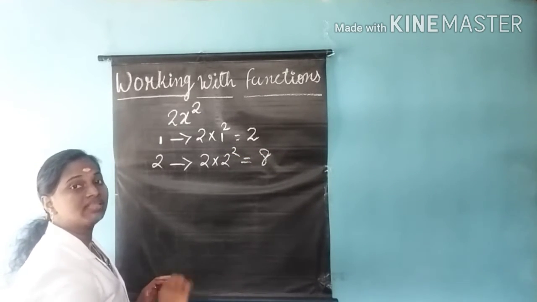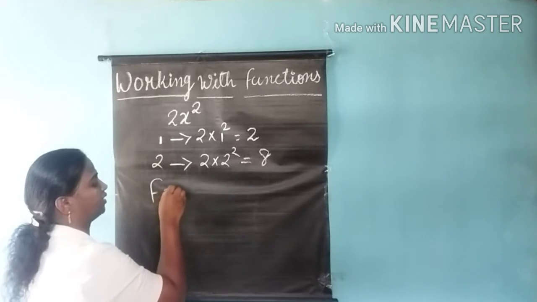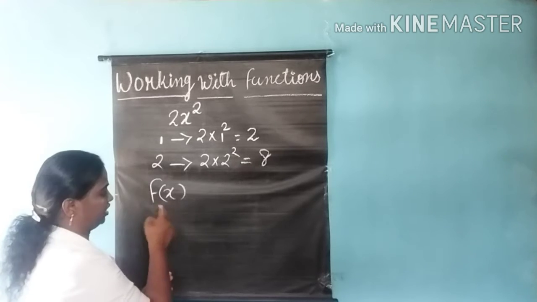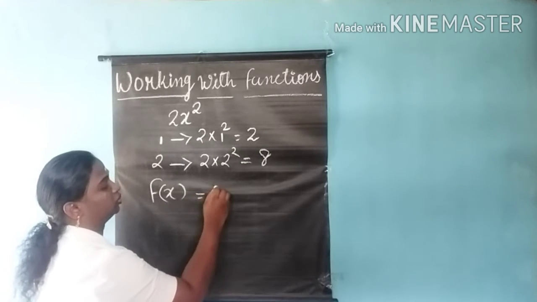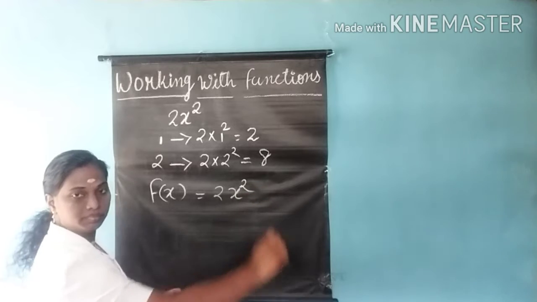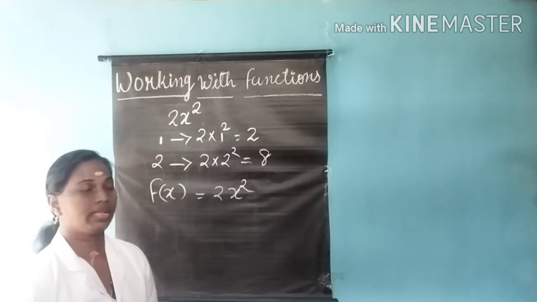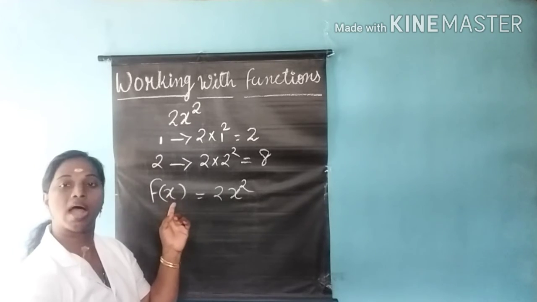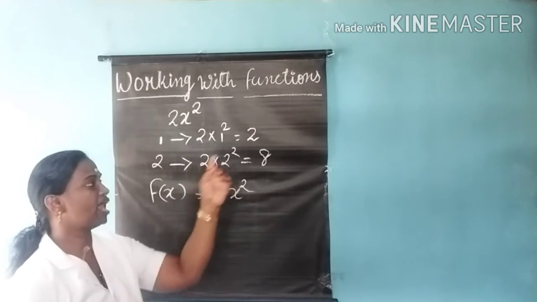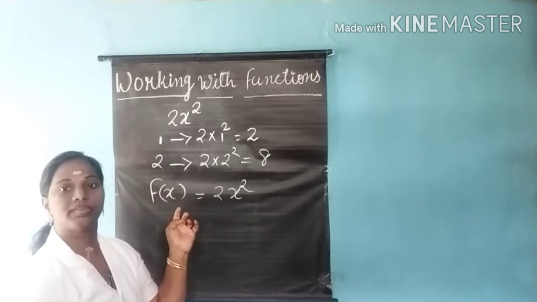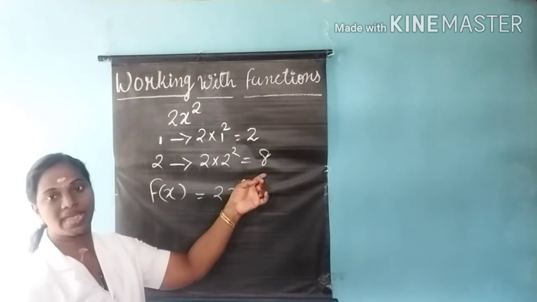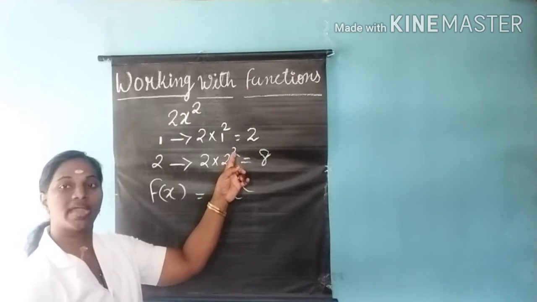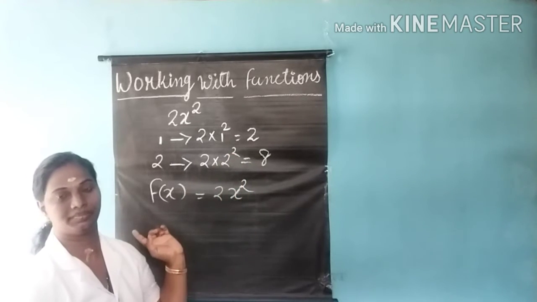Or we can define this polynomial as a function, that is, f of x equal to 2x square. Clear? f of x equal to 2x square. When you apply 1, the answer will be 2. When you give 2, the answer will be 8. When you give 3, what will be the answer? 3 square is 9, 9 into 2 is 18.